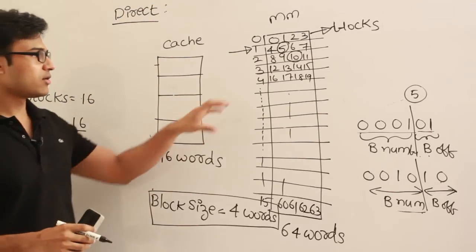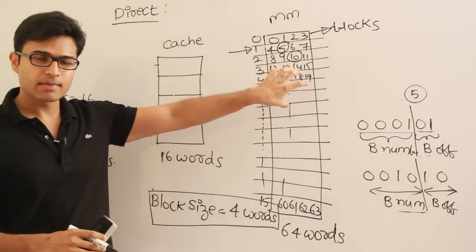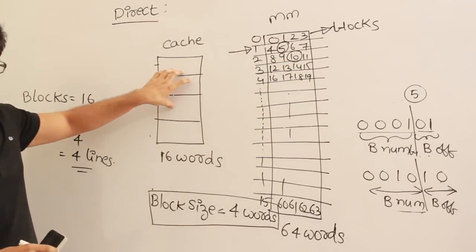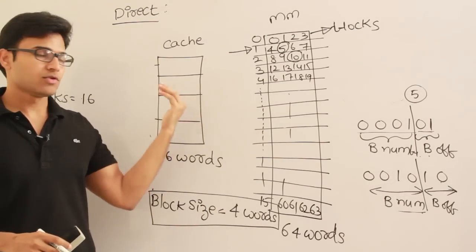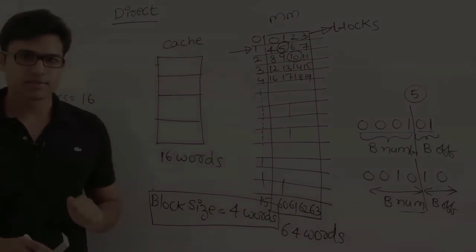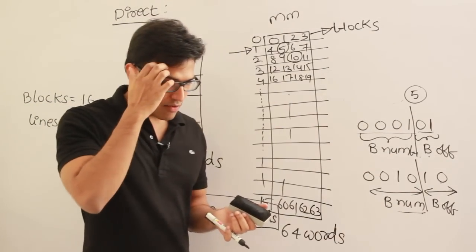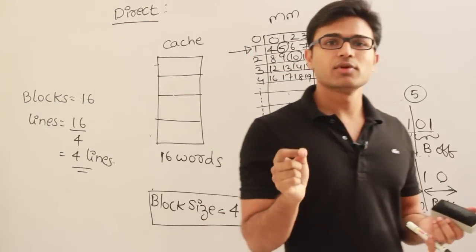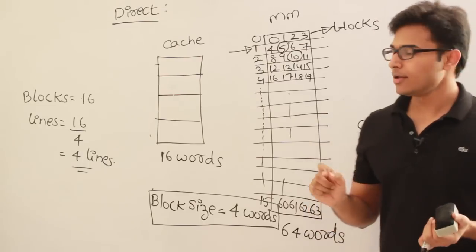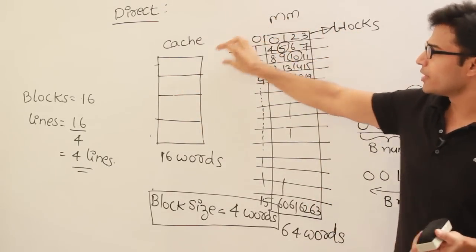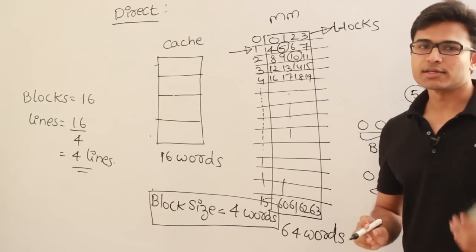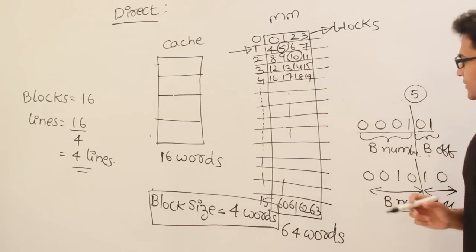if you have to put some main memory blocks in the cache, where are they supposed to be kept? That is what mapping says. So mapping says what is the position in which we are going to put the blocks, right? In which line of the cache does one block of the main memory go? I'll tell you the simplest one and we shall analyze it, okay?